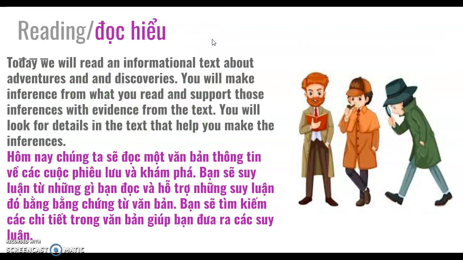Okay. Today, we're going to read an informational text about adventures and discoveries. You will make inferences from what you read and support those inferences with evidence from the text. You will look for details in the text that help you make the inferences. Today, I am requiring of you to be a detective.